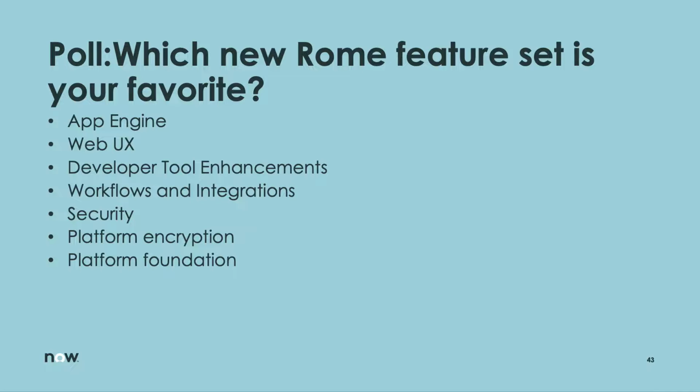Was it part of workflows and integrations? One of the warm spots in my heart. Things we've added to Flow Designer, like error handling. Things we've added to Integration Hub, like the Integration Hub imports. Was it the security, support for PIV/CAC and whatnot? Was it the platform encryption or the platform foundation, things like multiple email addresses for people? While we're doing that, Craig, Jeremy, do we have any questions?